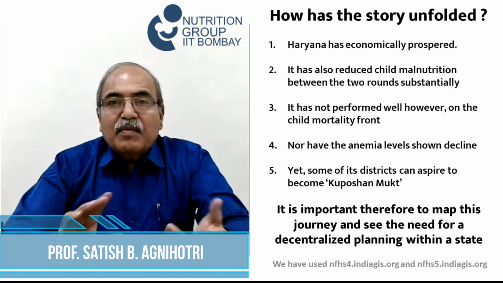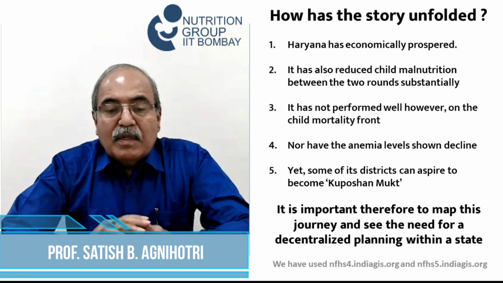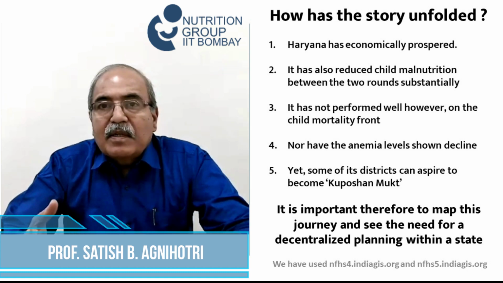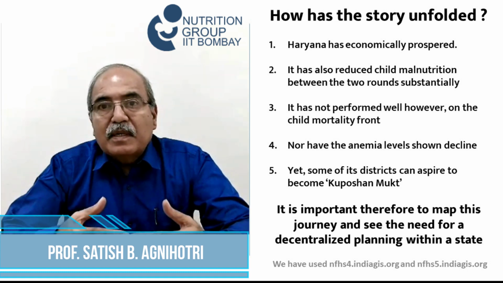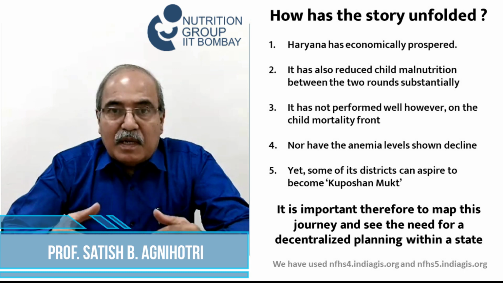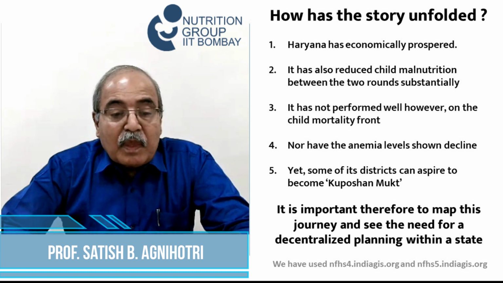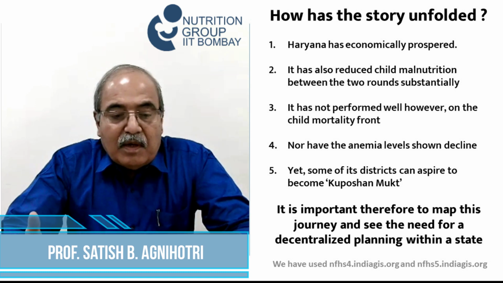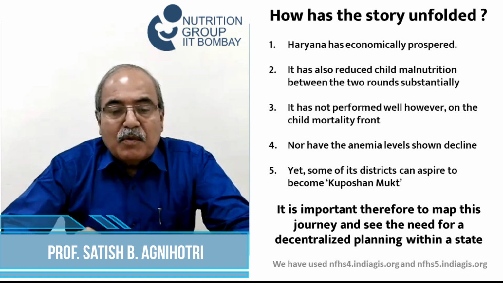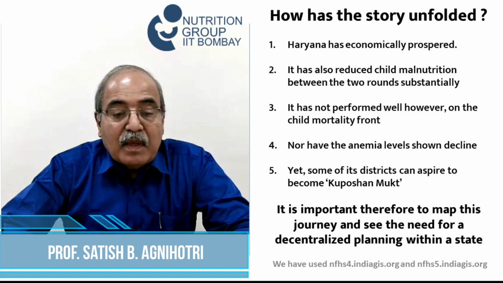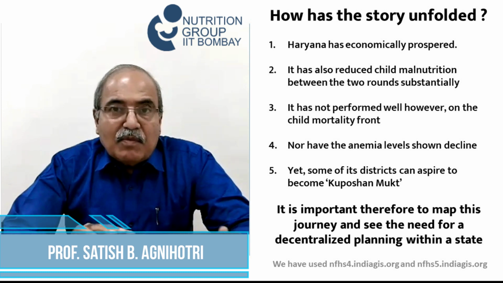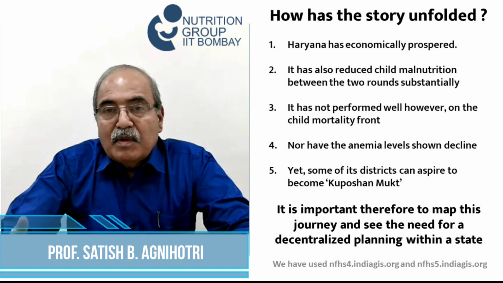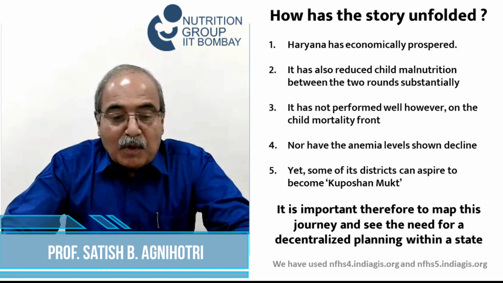It has not performed very well, however, when it comes to child mortality. We will see that. We are looking at three components: the neonatal mortality, the infant mortality, and the under 5 mortality. Nor have the anemia levels shown a decline. In fact, the anemia levels in the NFHS 4 round were fairly high. Yet, some of Haryana's districts actually can aspire to become malnutrition free or Kuposhan Mukt.